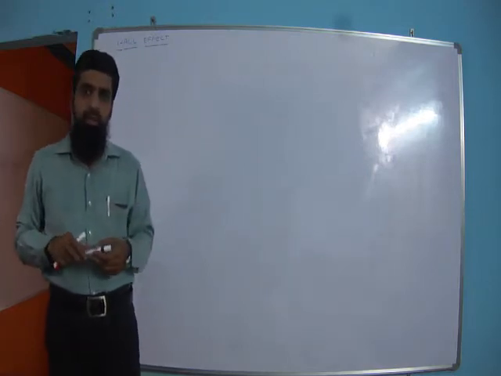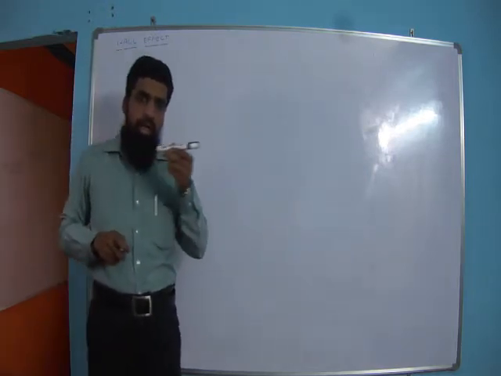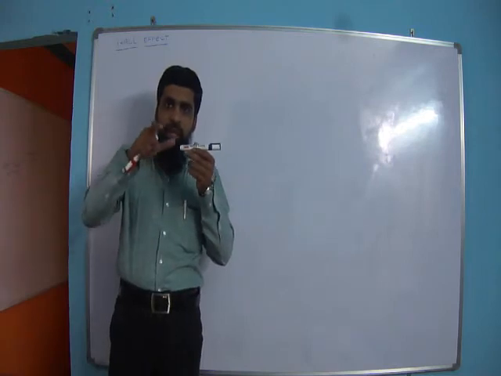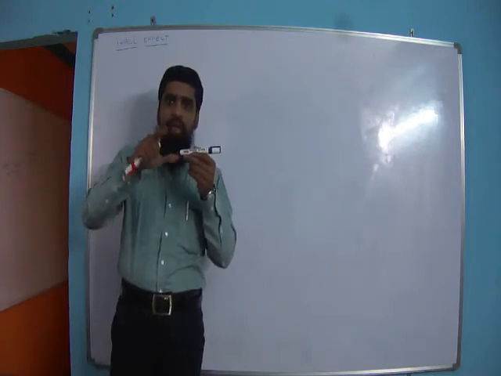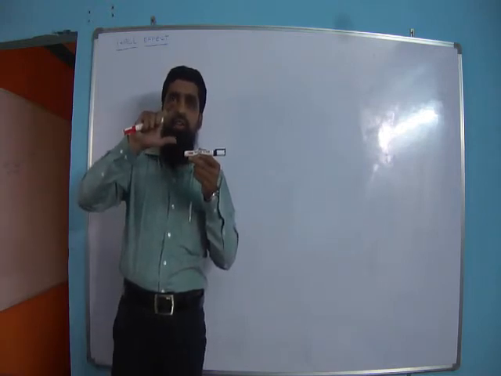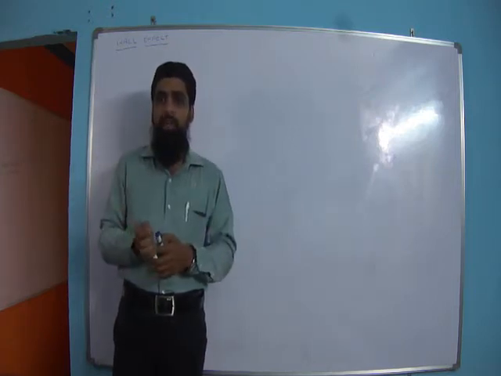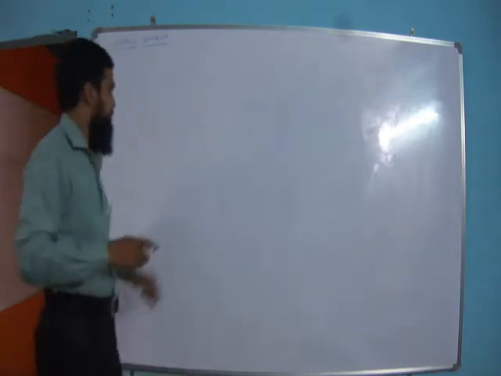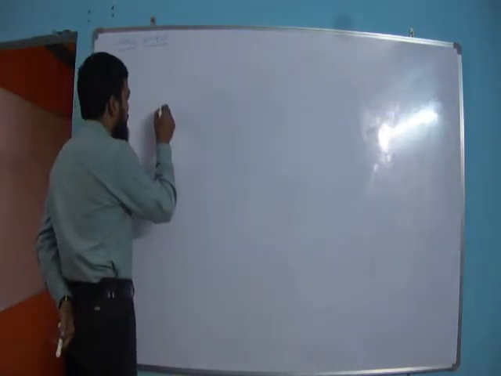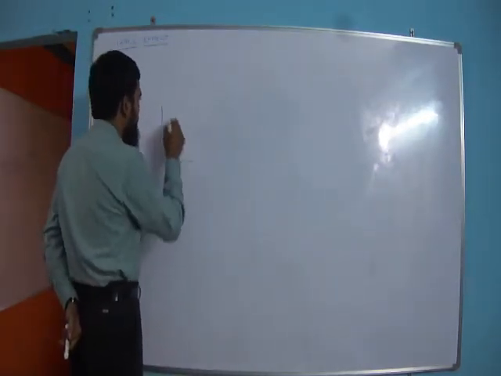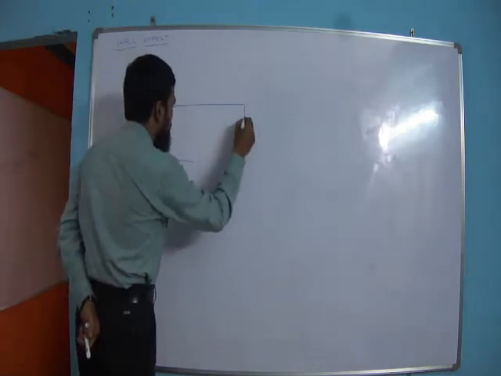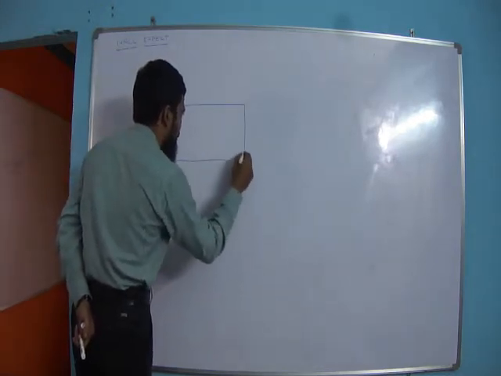What does Hall effect say? When a current carrying conductor is placed in a perpendicular magnetic field, a transverse electric field will be induced in it. Let us see what the meaning of this is. Let us take a semiconductor of N type.